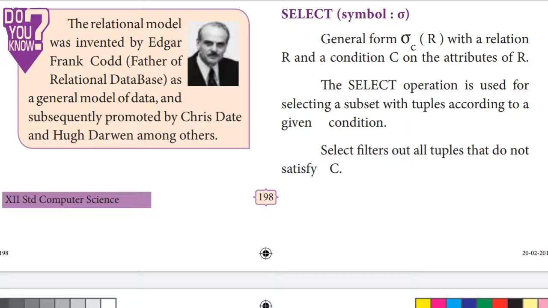The select operation is used for selecting a subset of the tuples according to a given condition. So based on some condition we are retrieving data from the tables. Select filters out all tuples that do not satisfy C. If the condition is not satisfied, it won't show any data to the user.